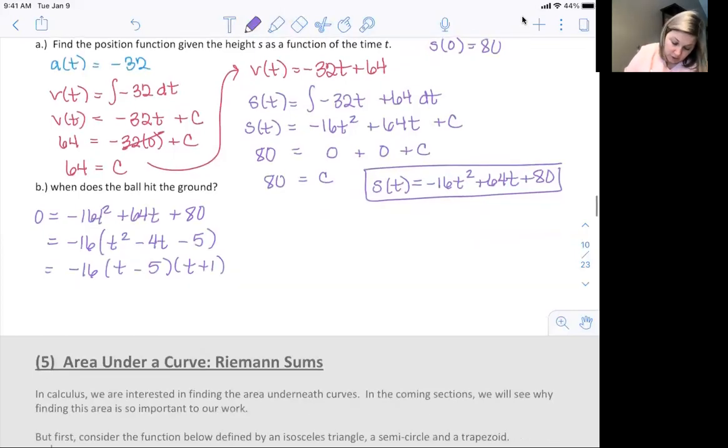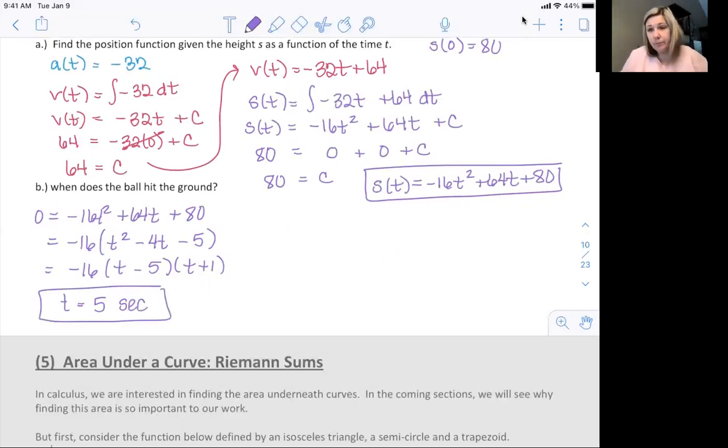So when does the ball hit the ground? At t equals 5 or t equals negative 1, but negative 1 doesn't make sense. So 5 seconds is when the ball hits the ground. If this was a calculator question, you could just find the zeros that way. But if it was a no calculator question, you would know that it was likely going to be factorable, because they wouldn't give you an ugly one if it was no calculator. All righty.